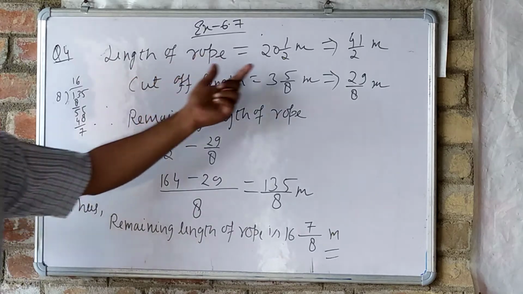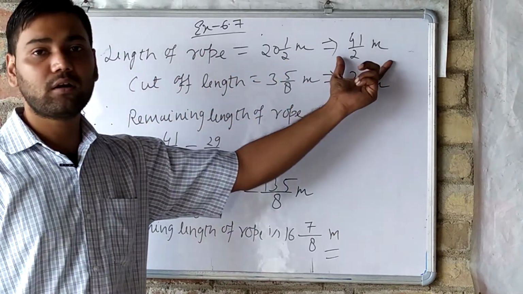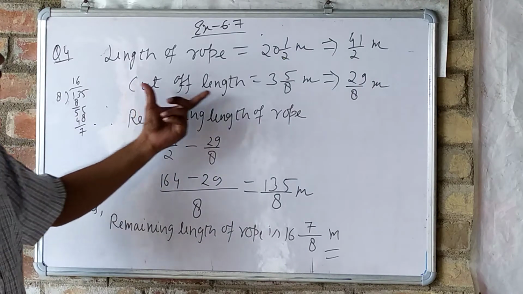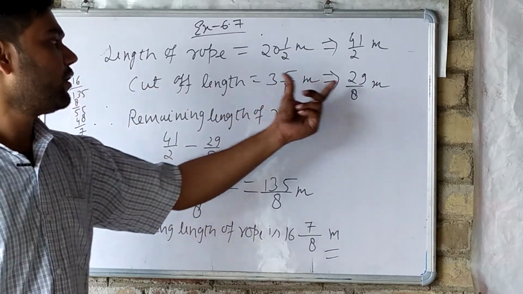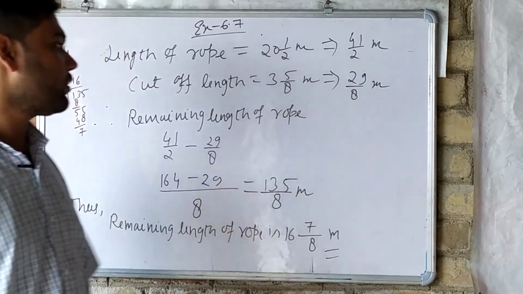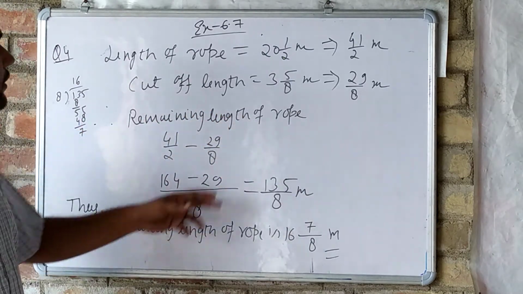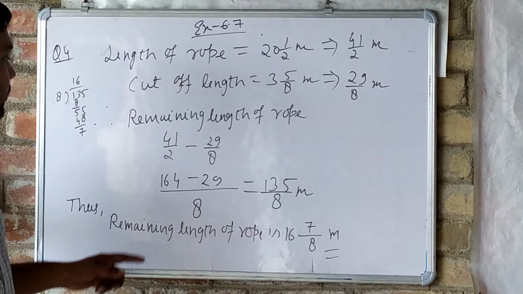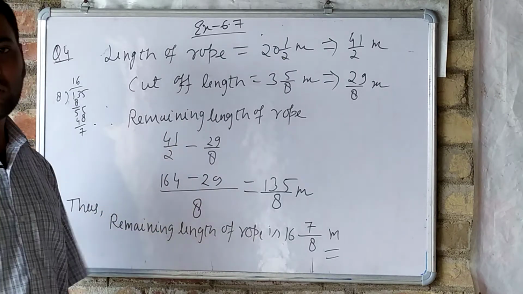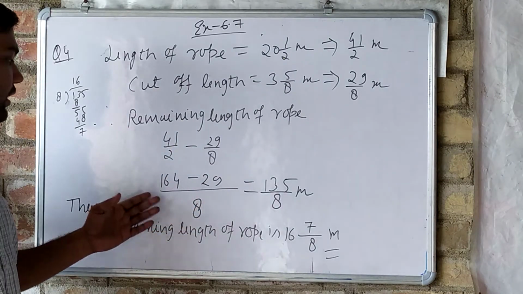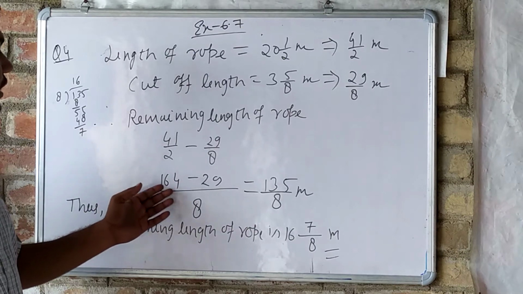Total length is given 20 whole 1 by 2 meter. We have converted it into 41 by 2 meter. Cutoff length is 3 whole 5 by 8 meter. Again we have converted it into the fraction 29 by 8 meter. We have to find the remaining length. We have subtracted cutoff length from the total length, that is 41 by 2 minus 29 by 8. We have taken LCM. After taking LCM, we have solved.